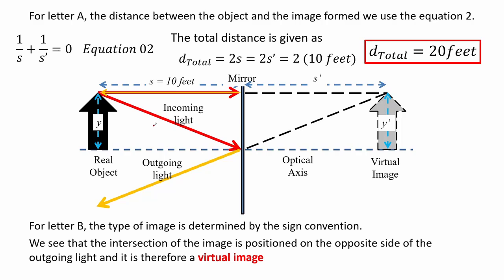For letter A, the distance between the object and the image formed, we use equation 2. The total distance is simply double that of either the distance s or s'. So we see that the total distance between the object and image is 20 feet. For letter B, the type of image is determined by the sign convention. We see that the image is positioned on the opposite side of the outgoing light, and it is therefore a virtual image.